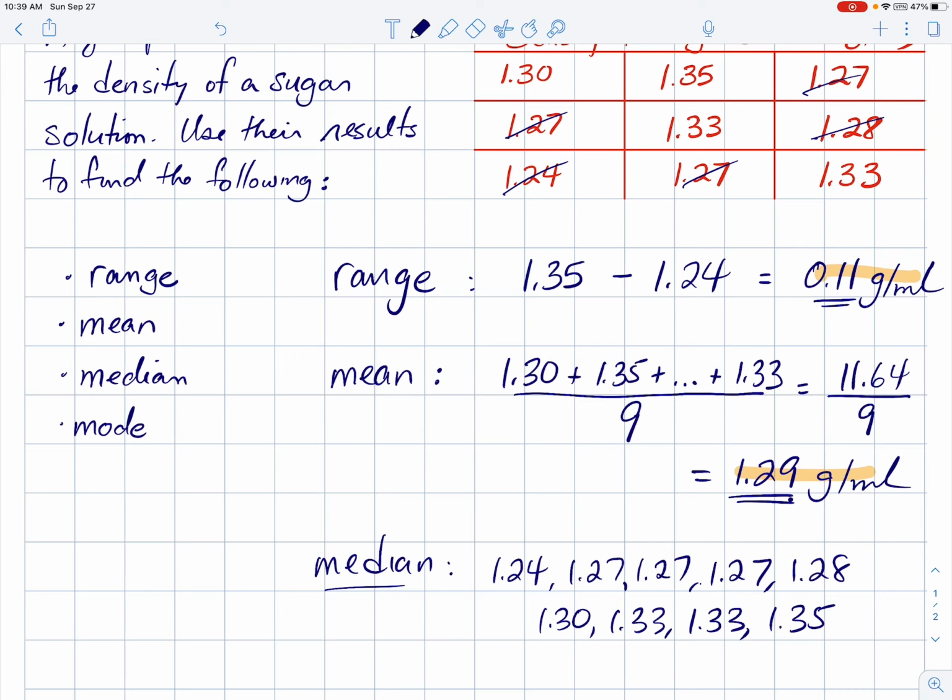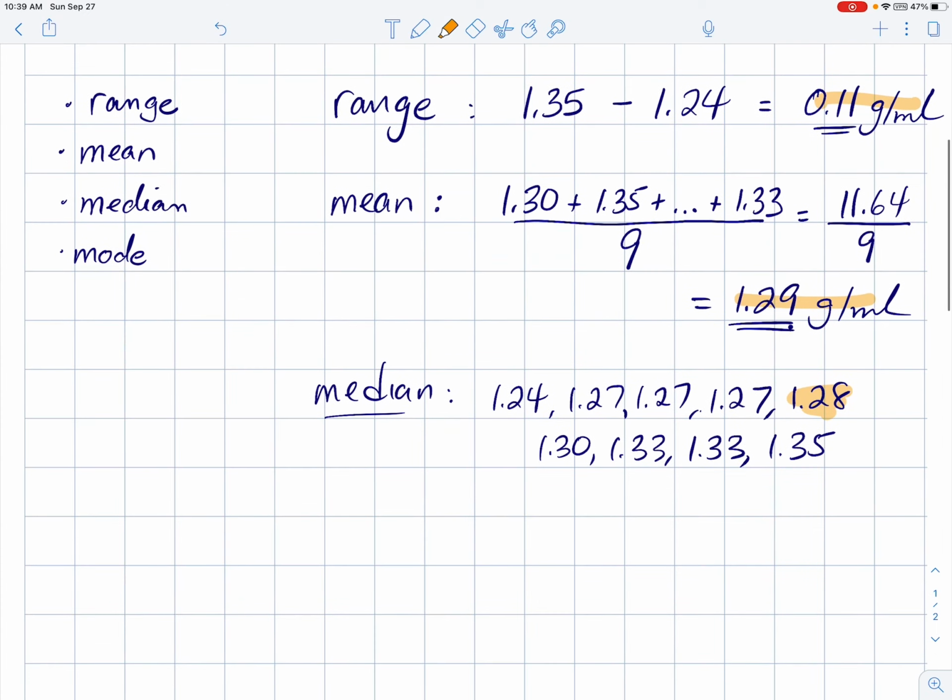So the middle value is simply, in a group of 9 values, the middle value would be the 5th value. So this value here, there's 4 to the left of it, there's 4 to the right of it. That's the median value. So 1.28 grams per milliliter.